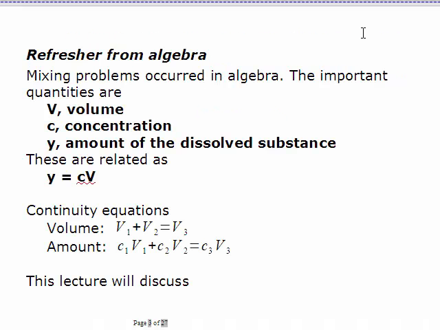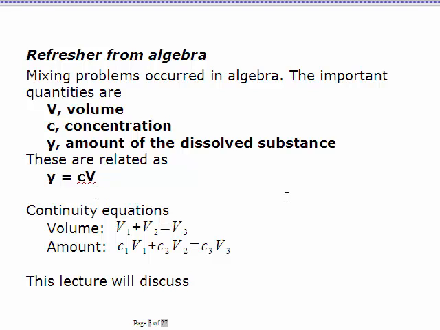There are quite a few variables in these problems, so let's look first at algebra. In algebra you had various volumes of substances with certain concentrations in them, and you mix them together to get a final substance. So V is volume, C is concentration, Y is the amount of the dissolved substance. Of course, these are related. The amount equals the concentration times volume, so Y equals CV.